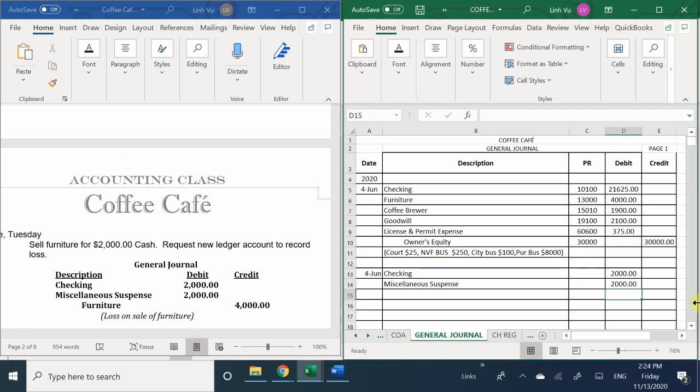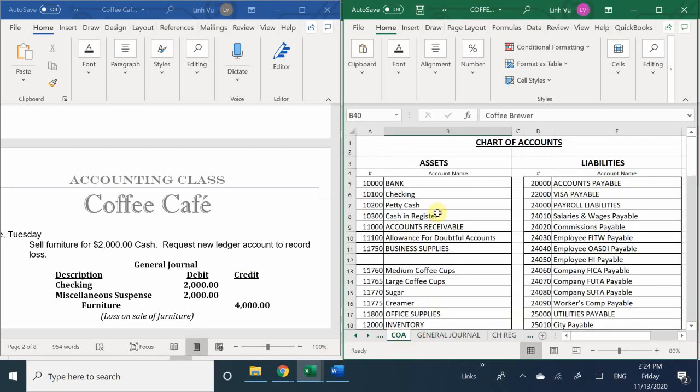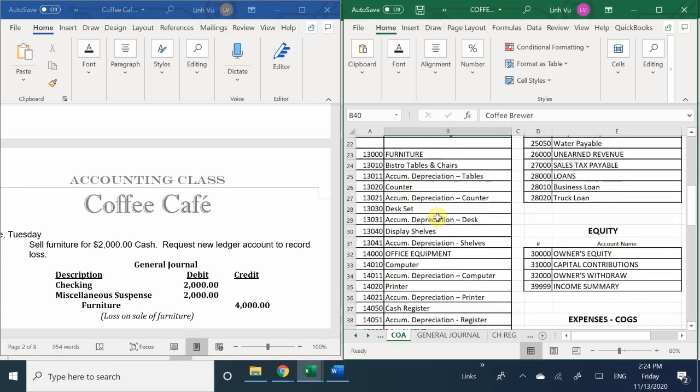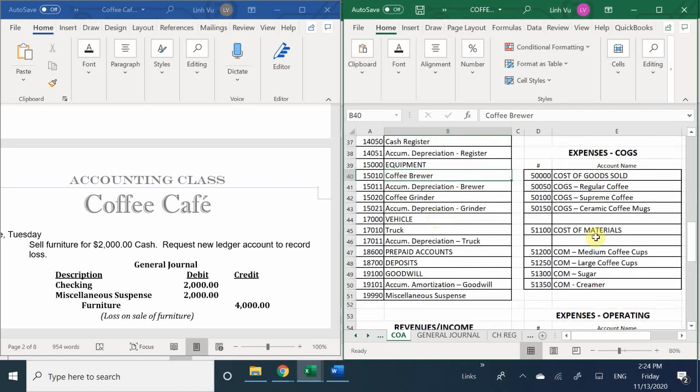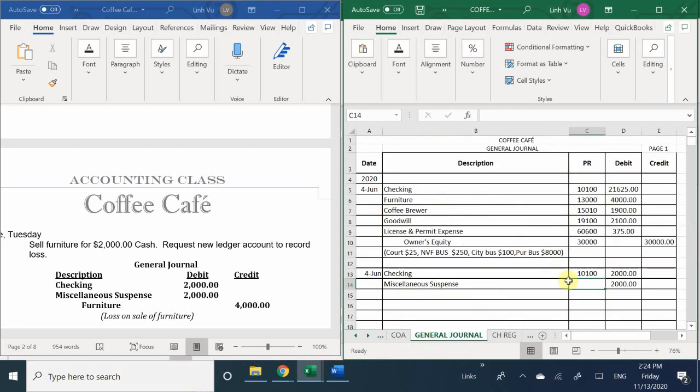Okay, so again, checking account number is 10100. We can look at that from above. What account number is miscellaneous expense? Perfect. 19990. Right? 19990. All right?